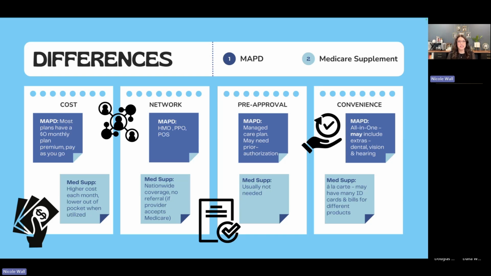Or, if you needed hearing, and so on. Or, you want that gym membership. Well, now you may be paying out of pocket, or it may be included in that Med Sup, depending on that plan design. So just different things to think about.